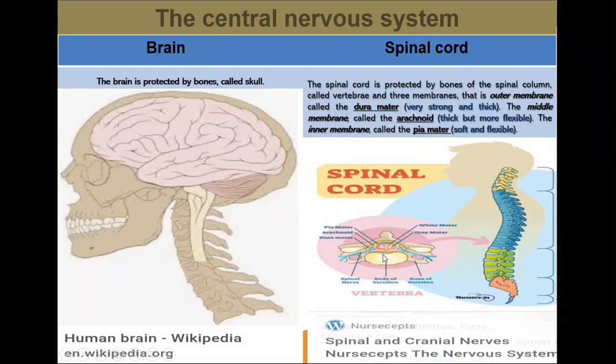Moving on. In short, the brain is protected by the skull, and the spinal cord is protected by vertebrae and the three membranes. Then you name the three membranes: dura mater, arachnoid, pia mater. You need to know which membrane is inside and which one is outside. The dura mater is the outer membrane, which is very strong and thick. Then you have the middle membrane, which is arachnoid, which is thick, however, more flexible. The inner membrane, which is pia mater, is soft and flexible.